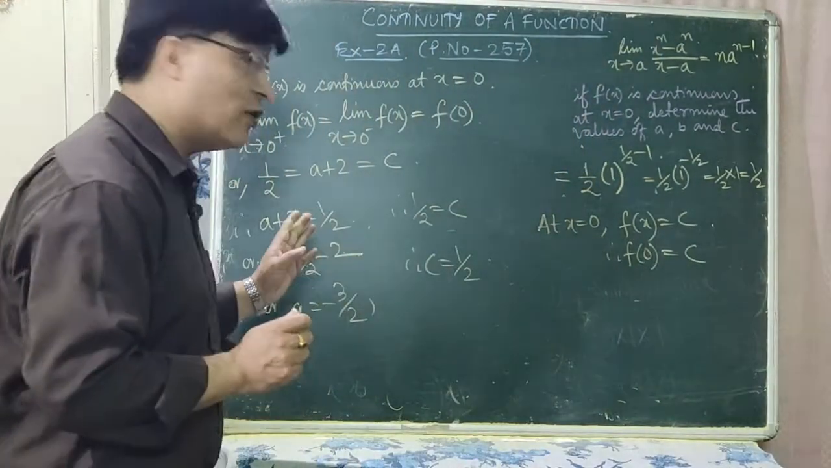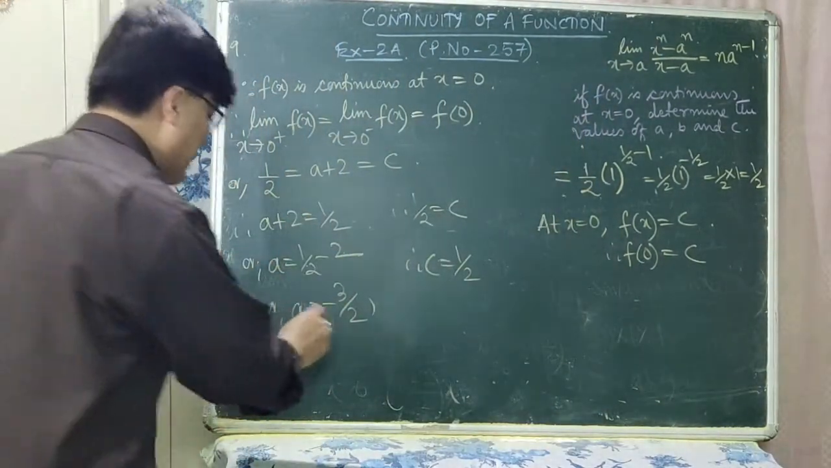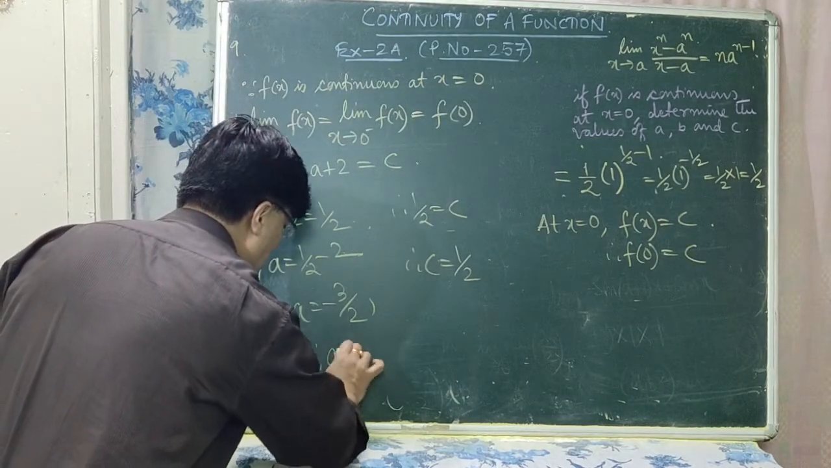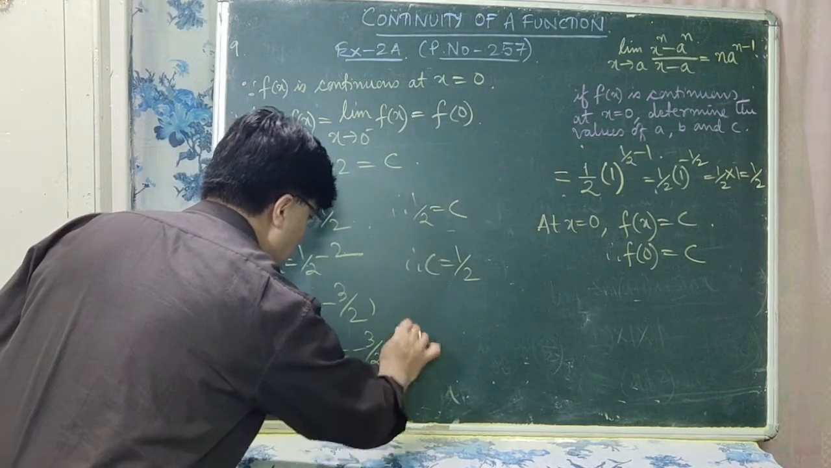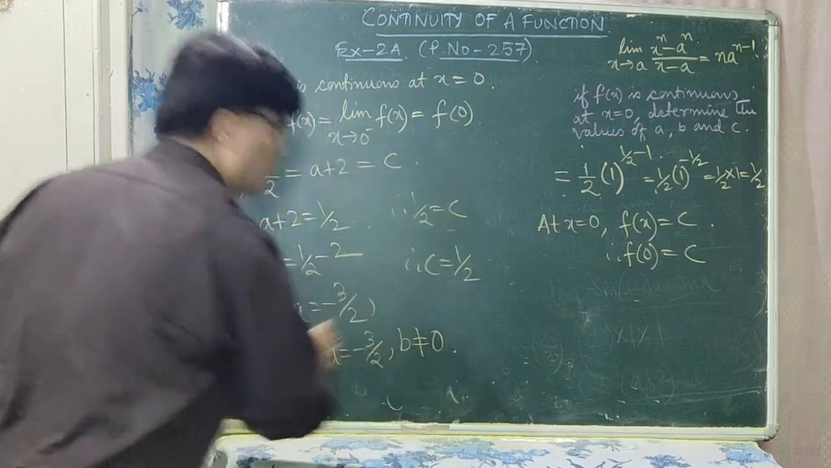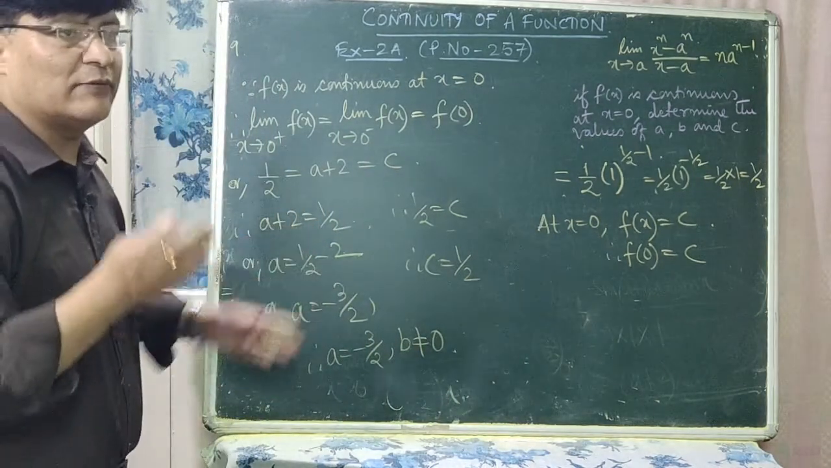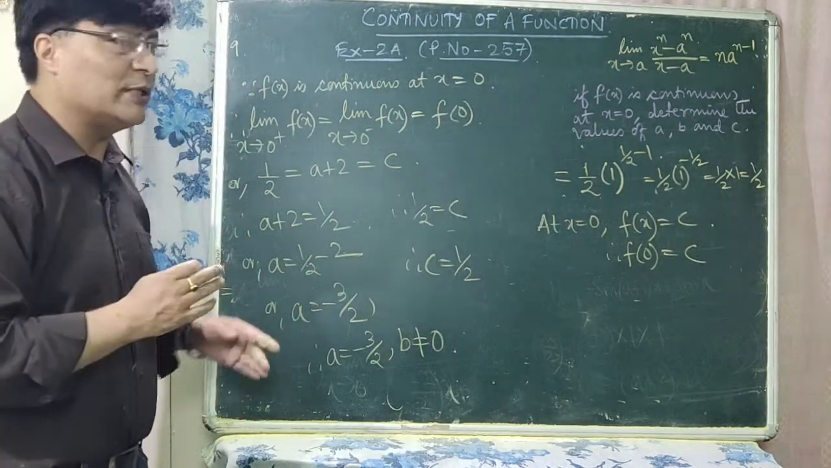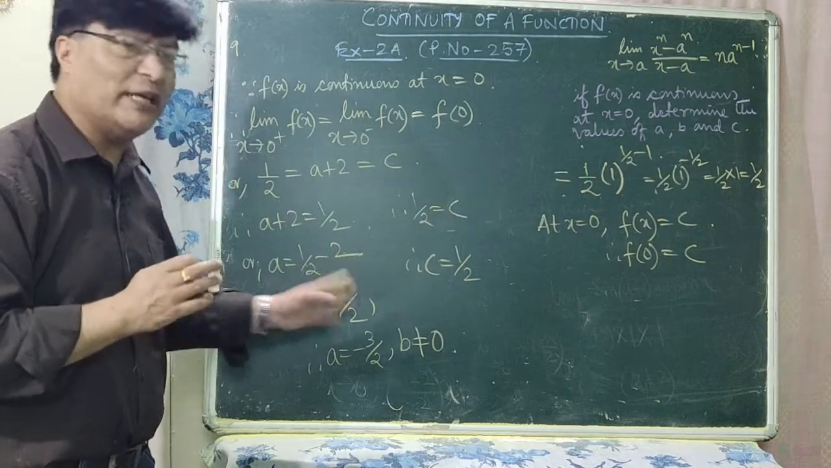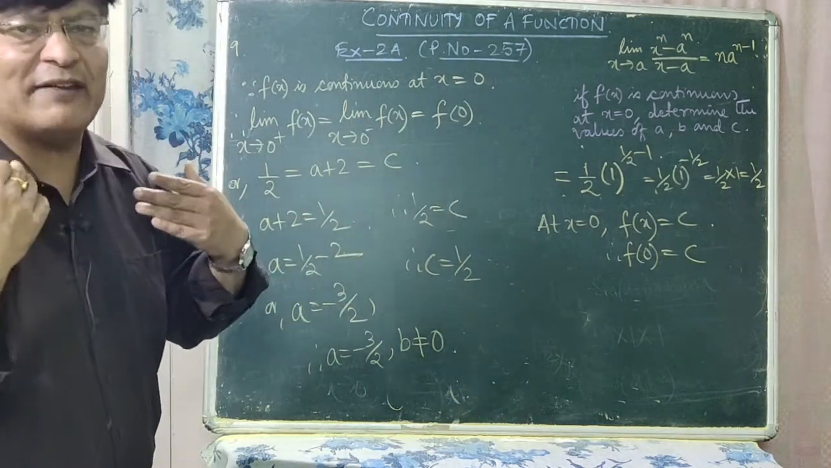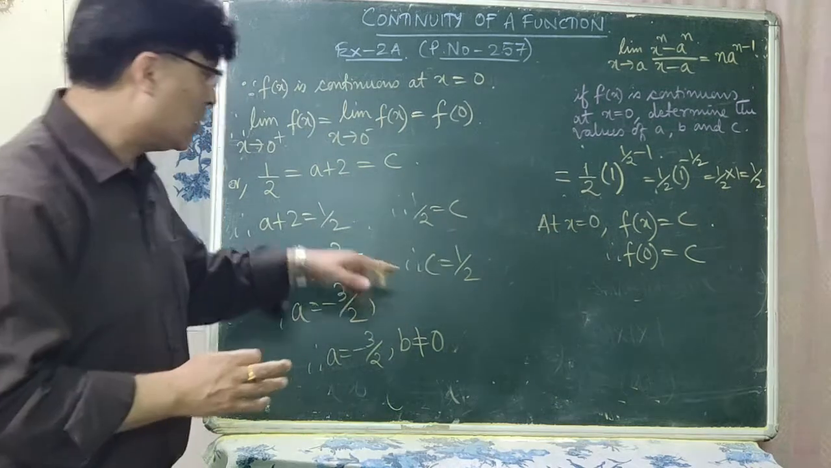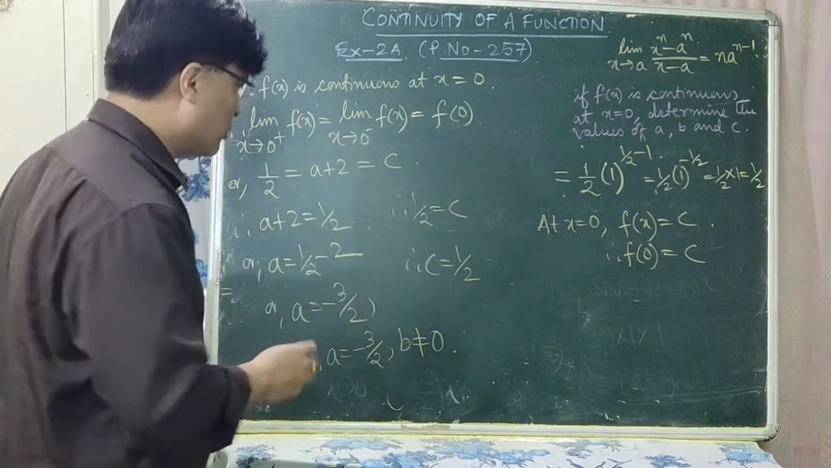So the answer for a, b and c, what are the values of a, b and c? You can write down the answer. A is equal to minus 3 by 2, but b should not be equal to 0, because in the question b was given in the denominator and the denominator cannot be 0. That's why it is written b not equal to 0. B may have any real values except 0.